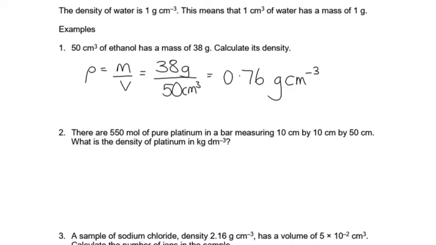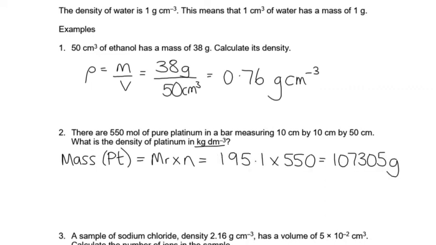So in this question we've got a number of moles. We've got the number of moles of pure platinum, and we're being asked to calculate density in kilograms per decimetre cubed. So we've got nothing in kilograms at the moment, and we've got nothing in decimetres cubed, so we're going to have to do some work here. We've got 550 moles of pure platinum. Can you work out the mass of platinum from the moles? So mass is Mr times moles, so go to your periodic table and find the Mr of platinum and calculate the mass of 550 moles. Pause the video and do that now.